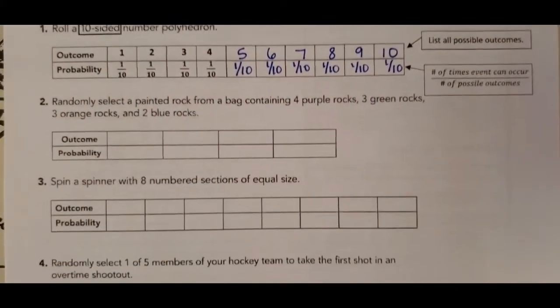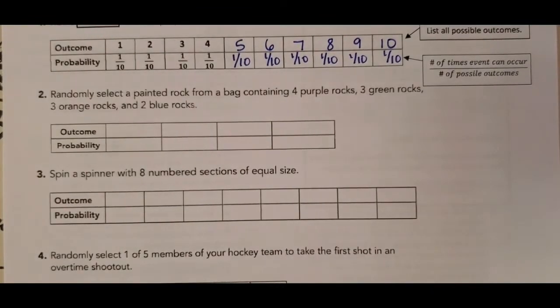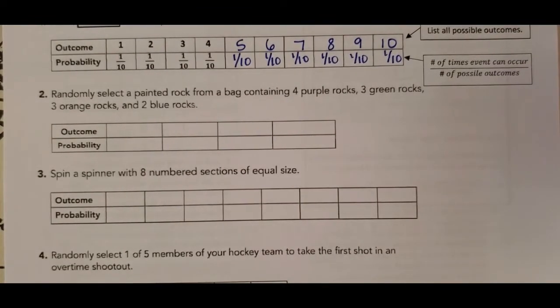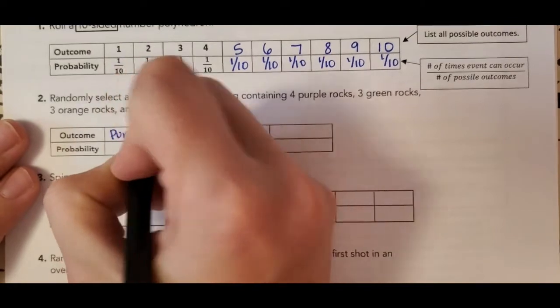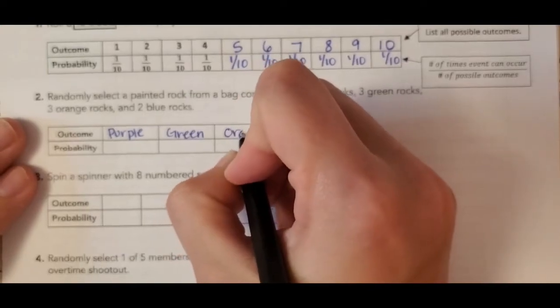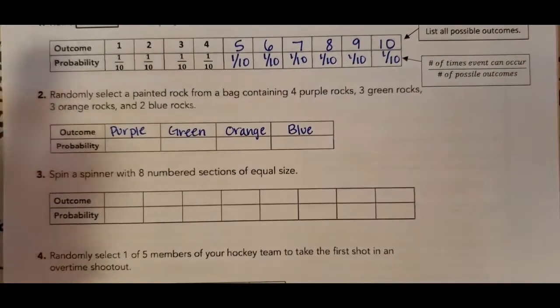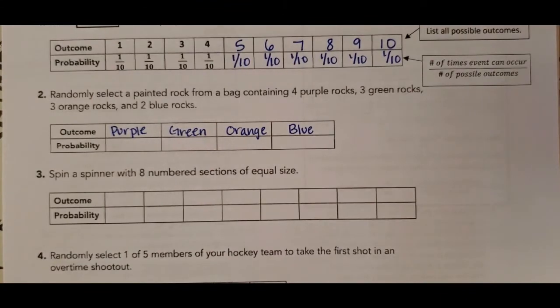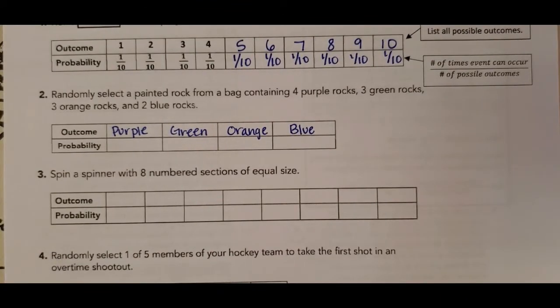Looking at number 2. Number 2 says randomly select a painted rock from a bag containing 4 purple rocks, 3 green rocks, 3 orange rocks, and 2 blue rocks. So our outcomes, you could get purple, you could get green, you could get orange, or you could get blue. Now, first things first, how many total rocks do we have? 4 plus 3 is 7, plus 3 is 10, plus 2 is 12. So there are 12 total rocks.